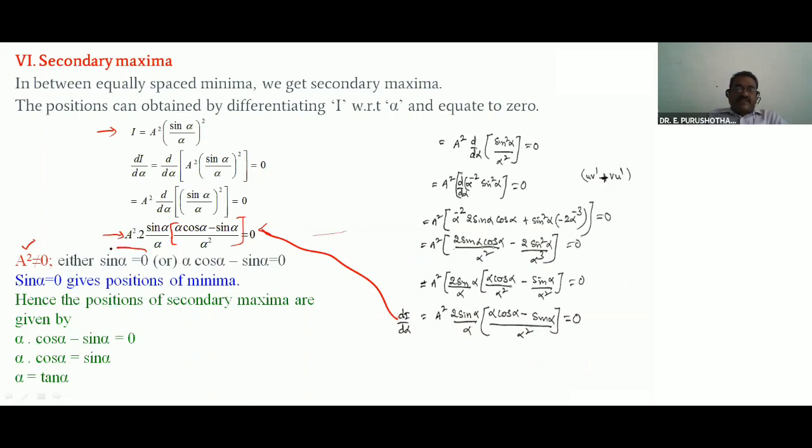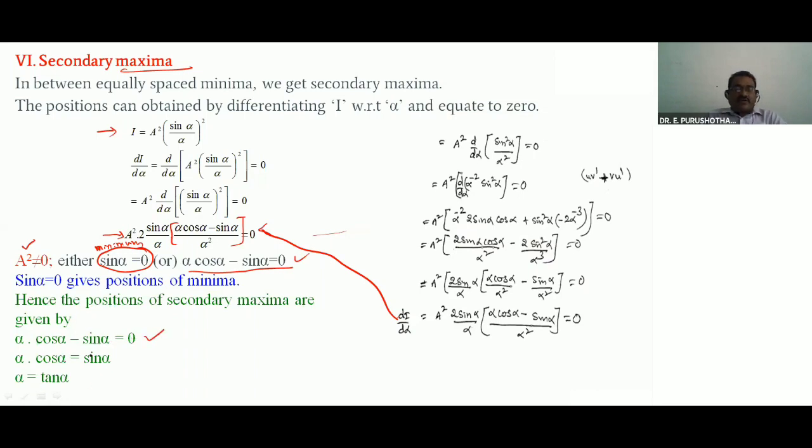If sine alpha is equal to 0, what is this condition? Minimum condition, minima. This is a maximum. So sine alpha is equal to 0, we cannot consider that. Remaining, alpha cos alpha minus sine alpha is equal to 0, we are taking here. So hence the positions of secondary maxima are given by alpha cos alpha minus sine alpha is equal to 0.